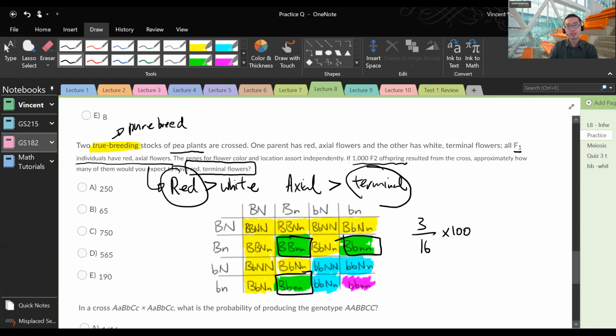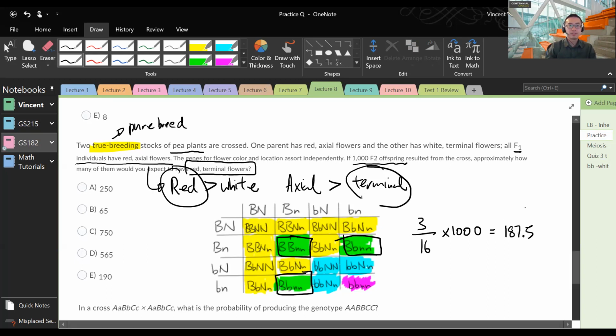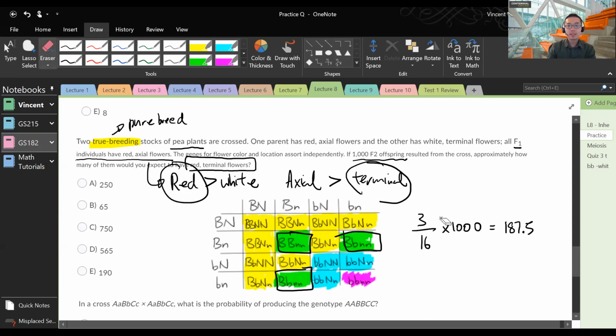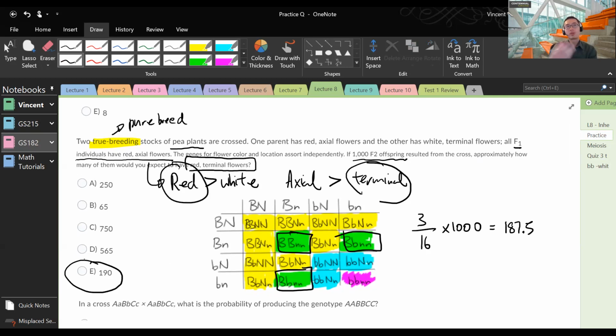Multiply by 1,000. So what does that give you? Let's take out our calculator. We will have 3,000 divided by 16, which is 187.5. So what is the closest answer? 187.5, so I'm going to say E right there. That's what it means, so you don't have to do it again, right?